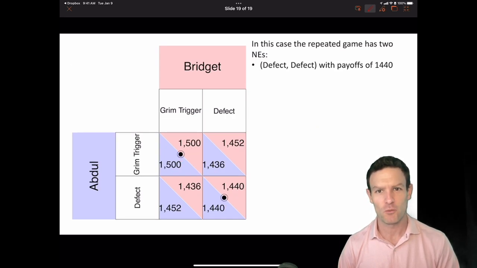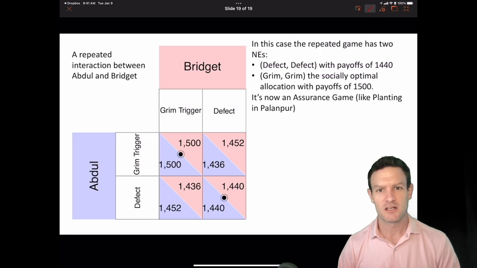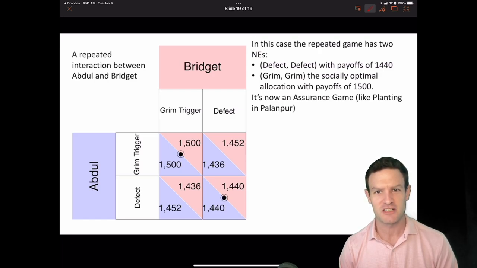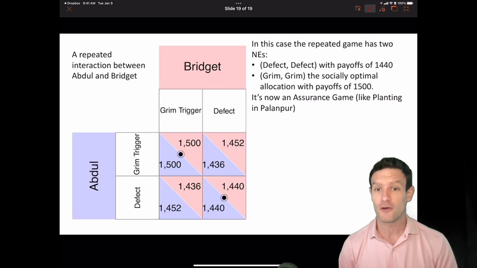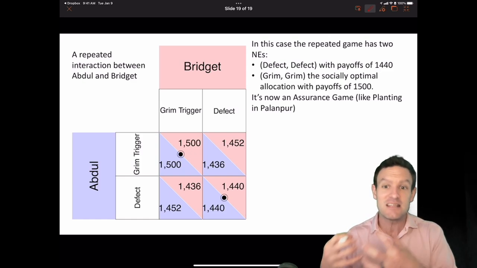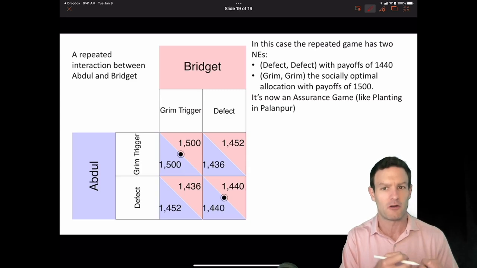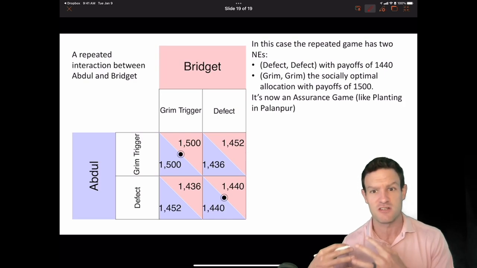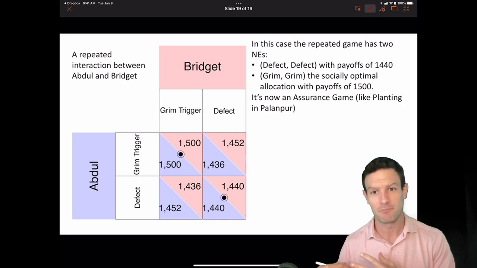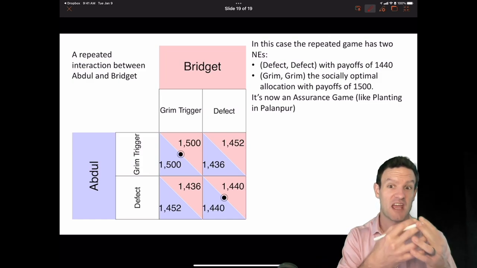So as a reminder, what do we see? We've got these 2 Nash equilibria, Defect, Defect, and Grim, Grim. The Grim, Grim one is the one which is socially optimal, and it's an assurance game like the Palanpur game. And you'll recall from Chapter 1 and Chapter 2, when we spoke about these kinds of games, assurance games, these kinds of games make it easier to get to the Pareto superior and Pareto efficient Nash equilibrium rather than the Pareto inefficient defect equilibrium, because the players could choose to obtain this one.